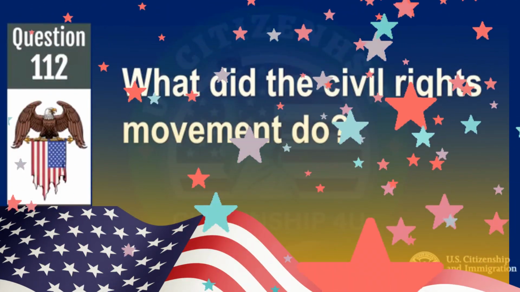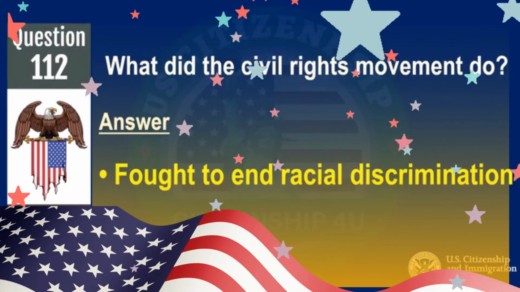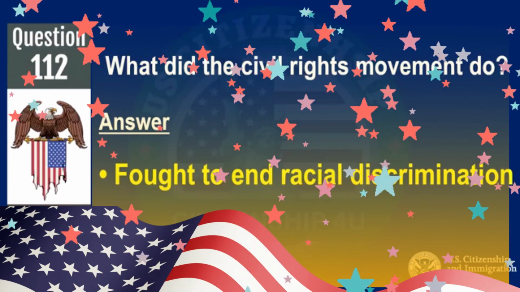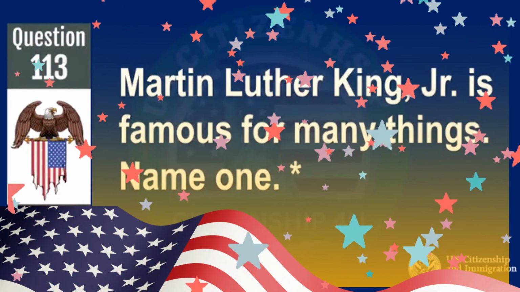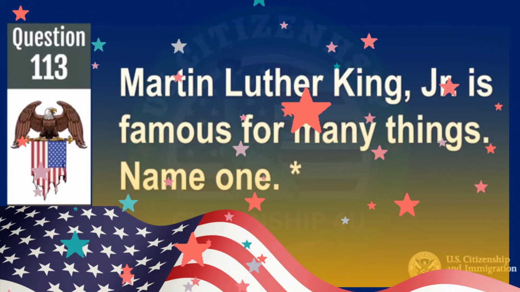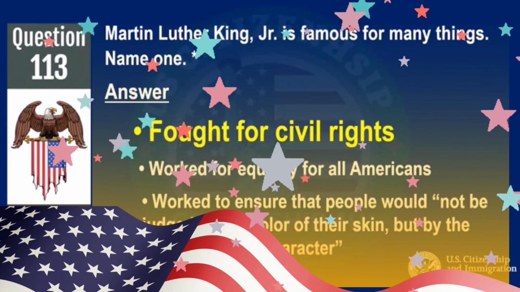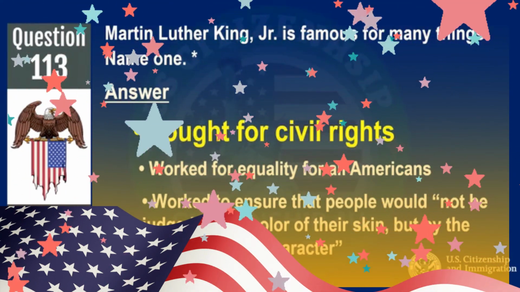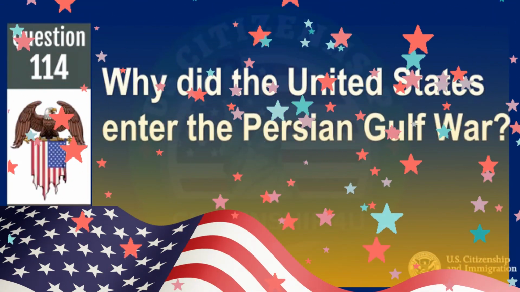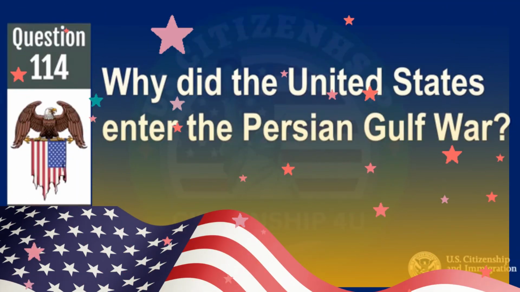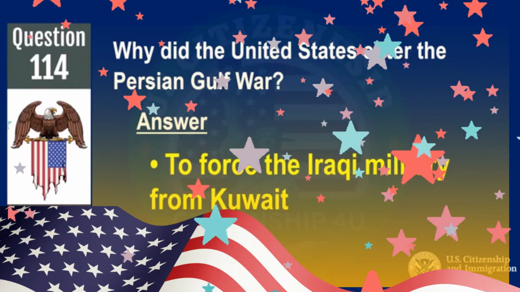What did the civil rights movement do? Fought to end racial discrimination. Martin Luther King Jr. is famous for many things. Name one. Fought for civil rights. Why did the United States enter the Persian Gulf War? To force the Iraqi military from Kuwait.